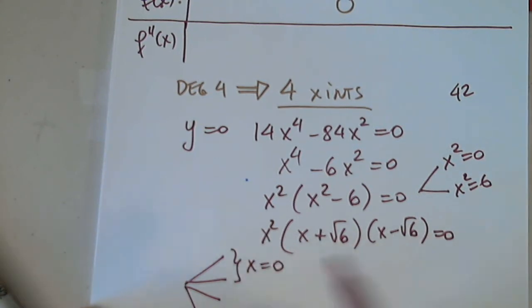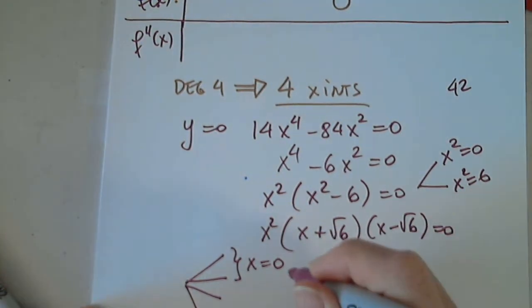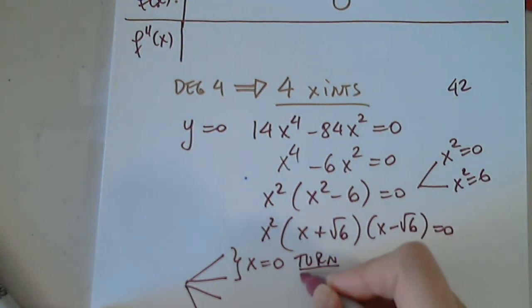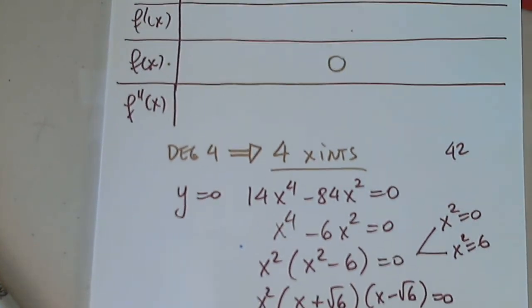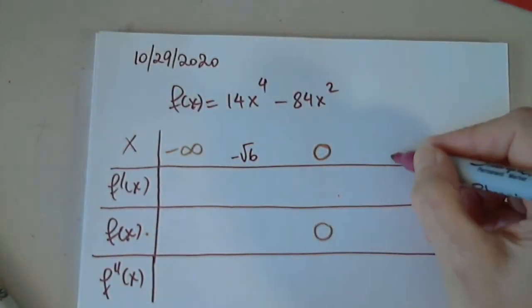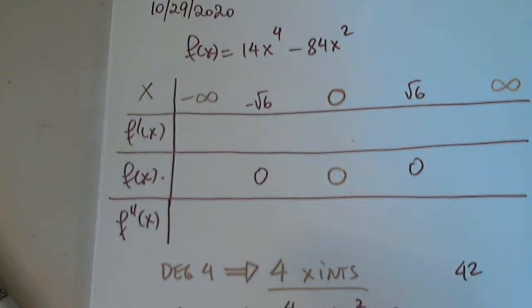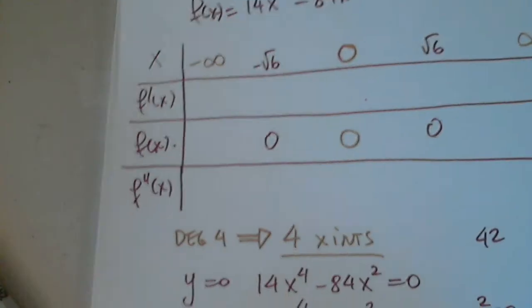x equals 0 appears twice. And if you remember from pre-calculus or college algebra, either one, this means a turning point. But we don't really need to remember that at this point, because the first derivative will give us that anyway. So the other solution is the square root of 6, and the other one is negative the square root of 6. So I will put those in. 0 is already there. I have to put the square root of 6 and negative the square root of 6 and 0, 0. So I know that this will be either a max or a min, but don't worry about it. The first derivative will give us all the information.